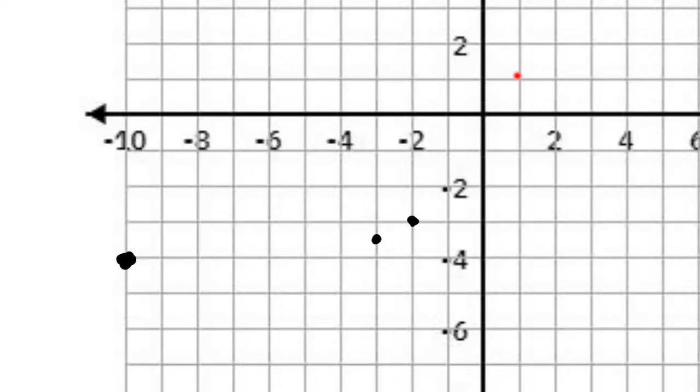Okay, then from 1, 1, what's the distance from the x-axis here? 1. So if I cut 1 in half, that gets me to 0.5. And then from the 0.5, we go left 2, then down 1, 2, 3. We end up at -1, -2.5.